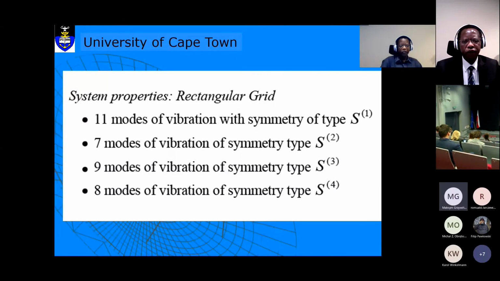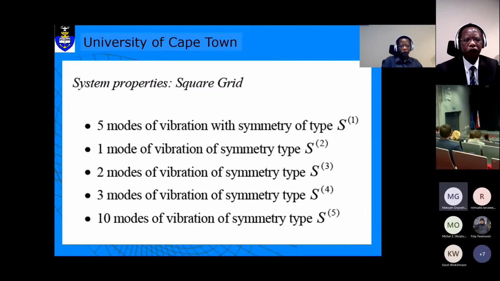For the rectangular grid, which belongs to symmetry group C2V, subspaces S1, S2, S3, and S4 are found to be of dimensions 11, 7, 9, and 8 respectively, which all add up to the 35 degrees of freedom of the grid.